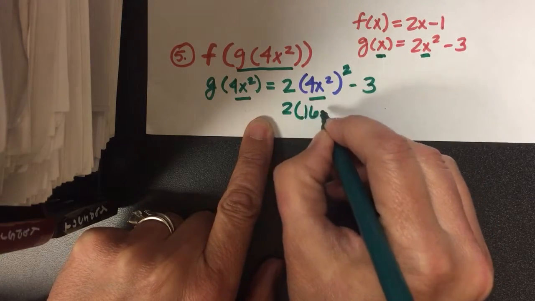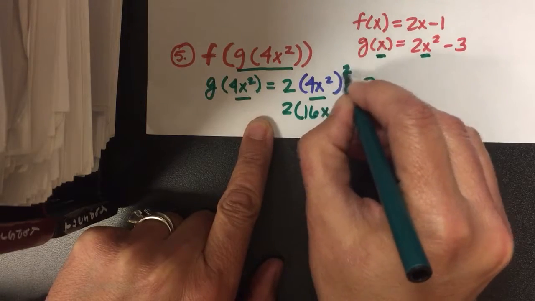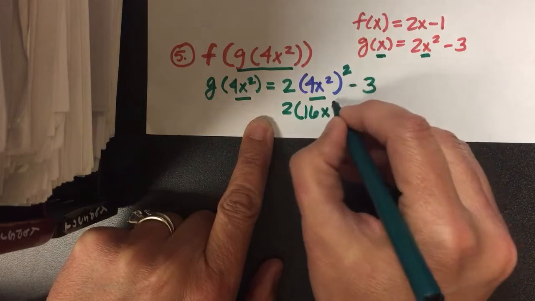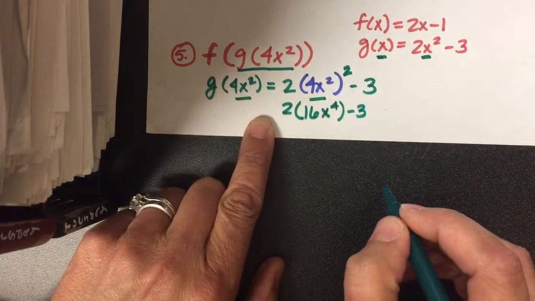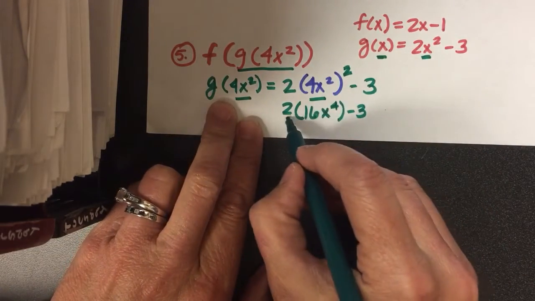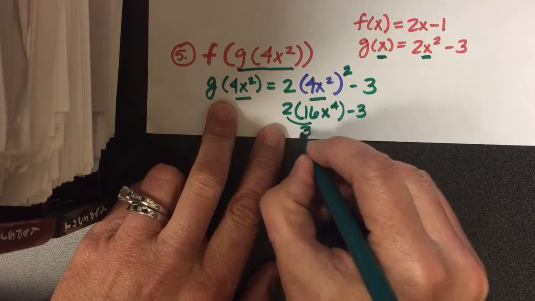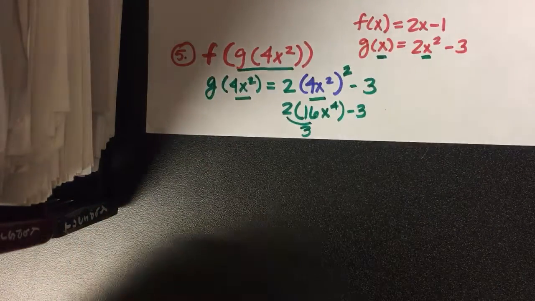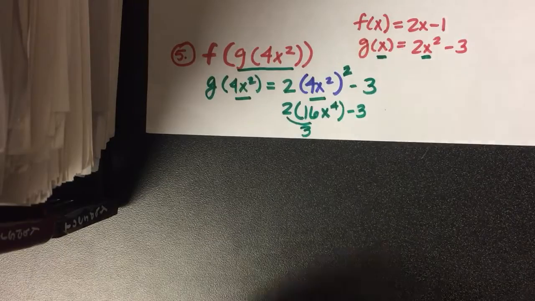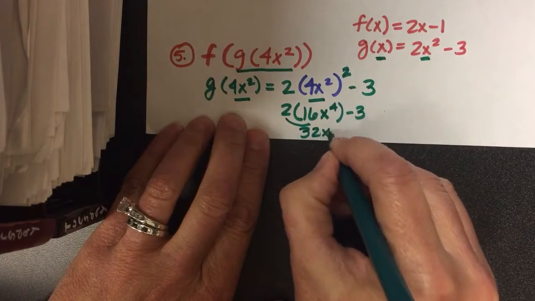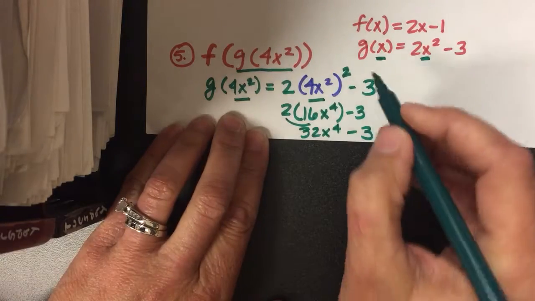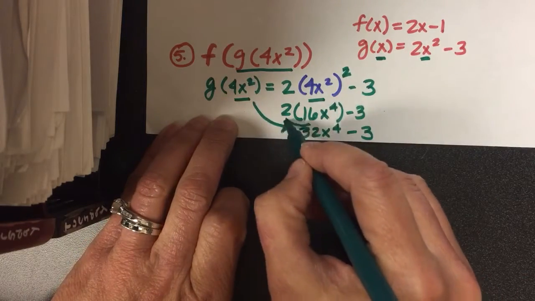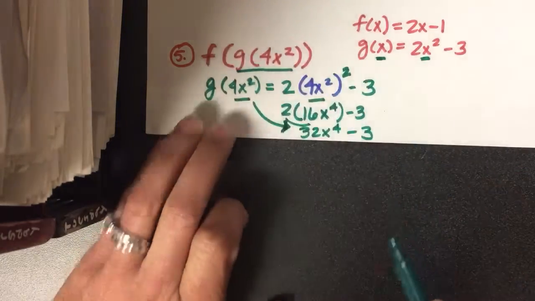So that becomes 16, and with a power raised to a power, you multiply the powers: 16x to the fourth, minus 3. And then I can now distribute the 2. 2 times 16 is 32. 32x to the 4th minus 3. That is our first one. That is our g of 4x squared.